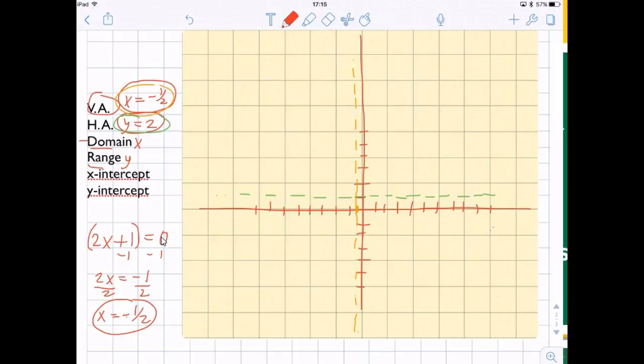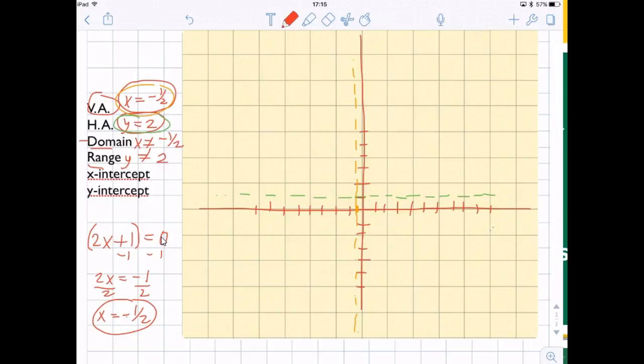So the domain is all the values of x except for negative 1/2. We just do the opposite of the vertical asymptote. The range is all the values of y except for 2. We just do the opposite of the horizontal asymptote. So now we're done with domain and range.